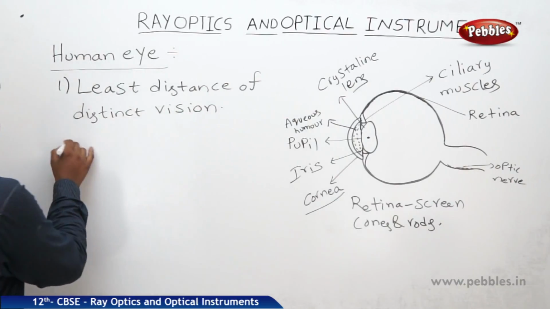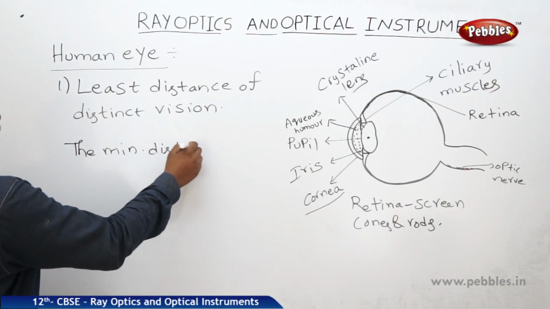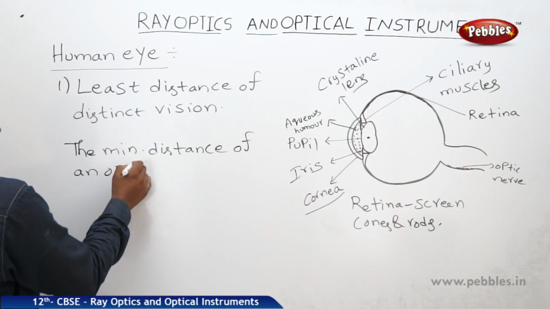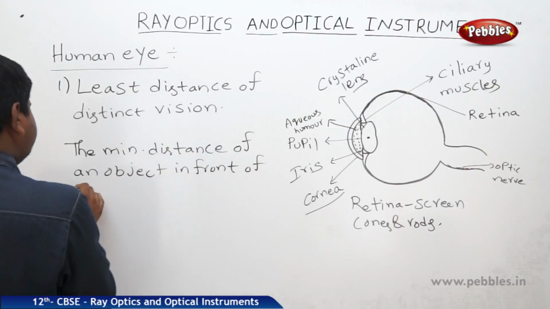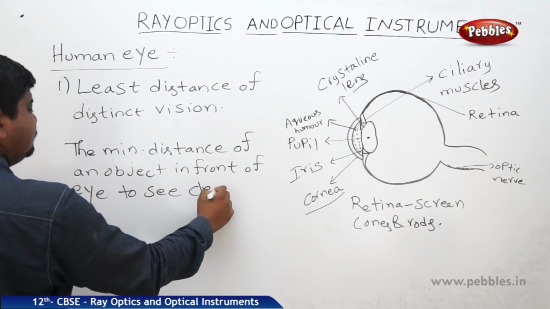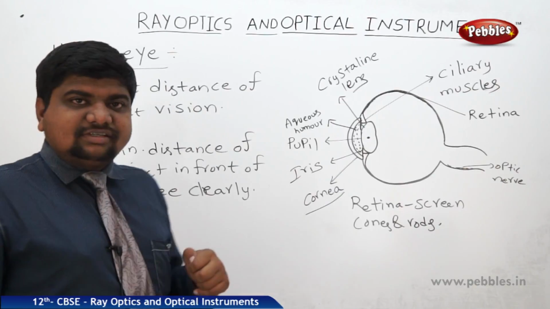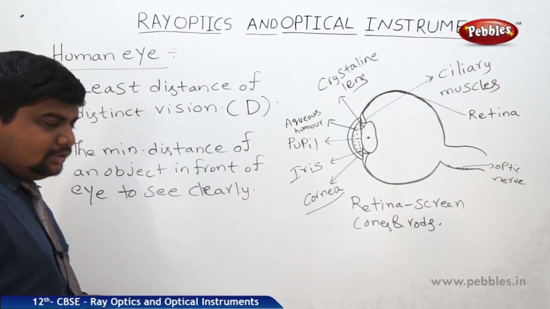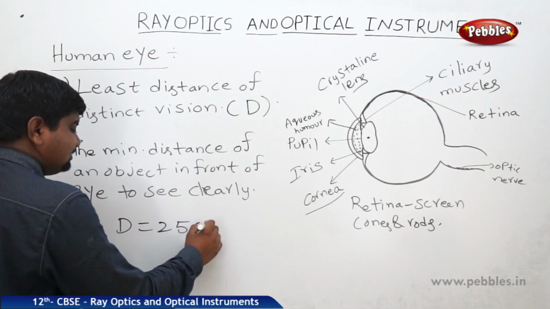The minimum distance of an object in front of the eye to see clearly is called the least distance of distinct vision. In scientific notation, it is denoted by capital D. For a healthy man at a young age, this D is 25 centimeters.